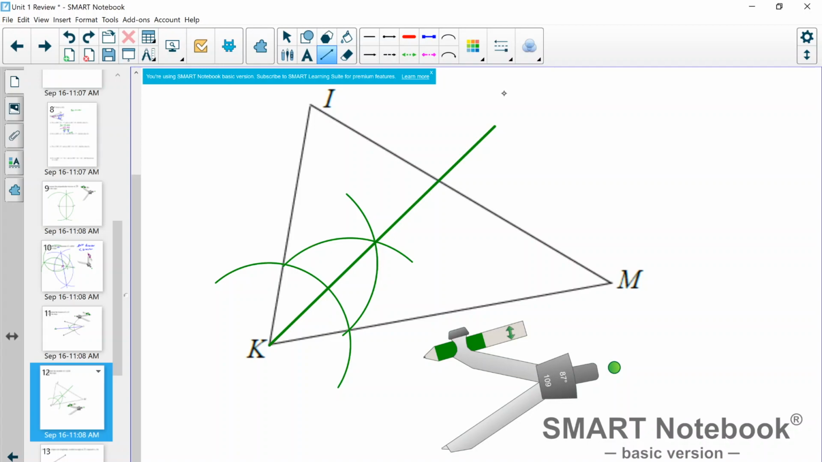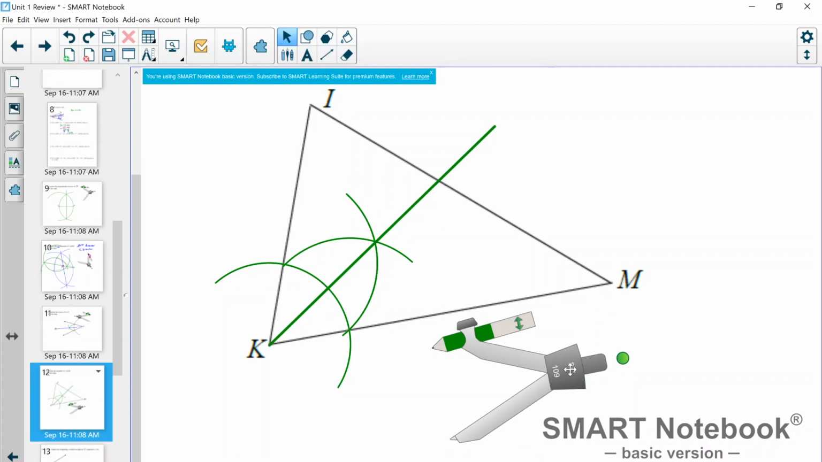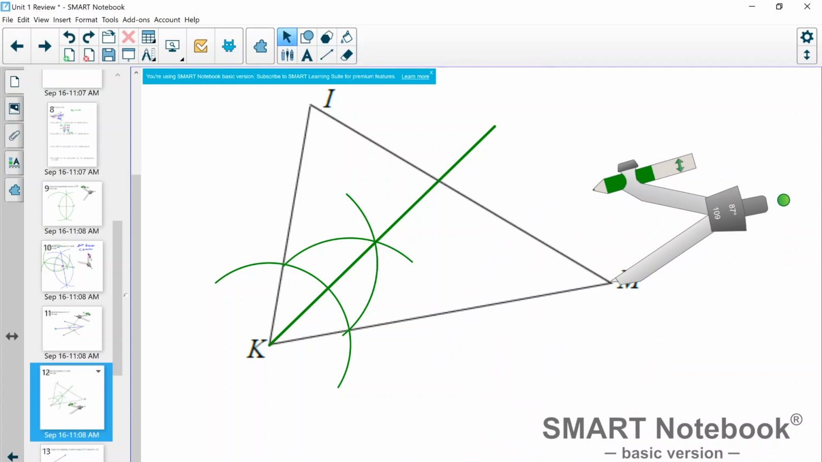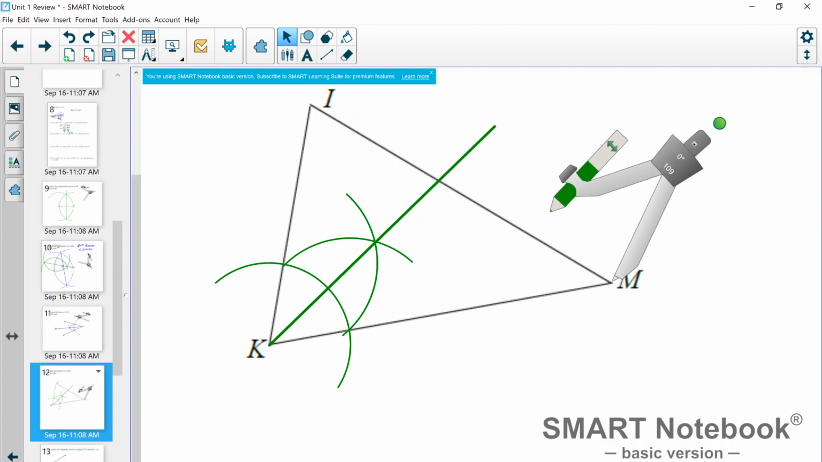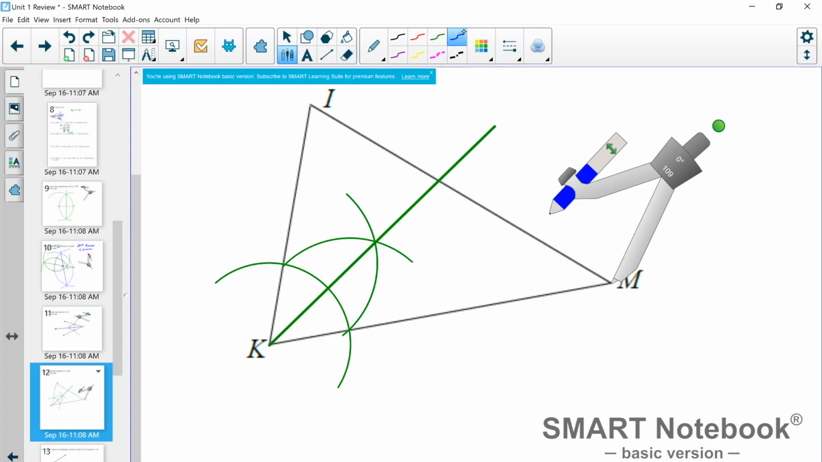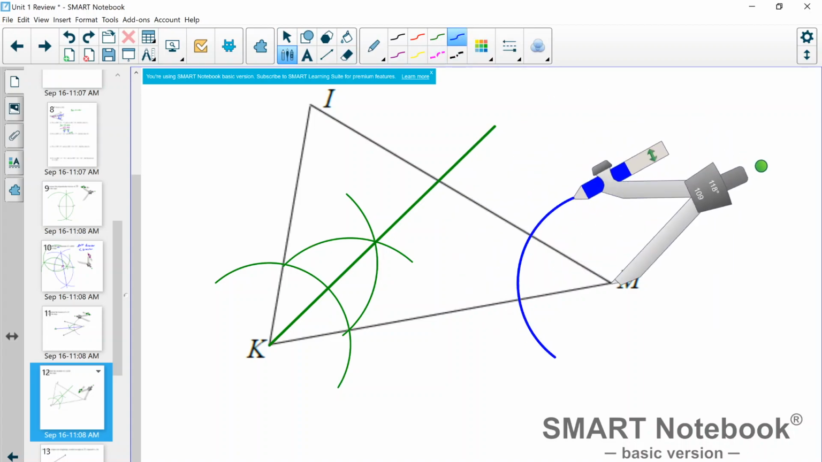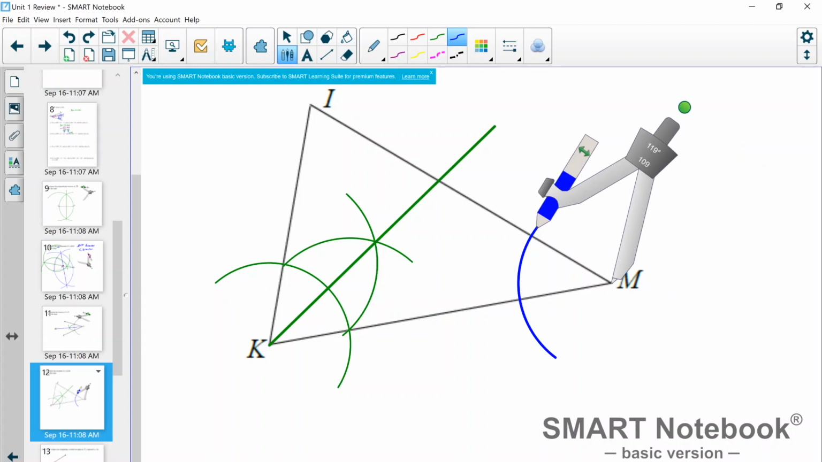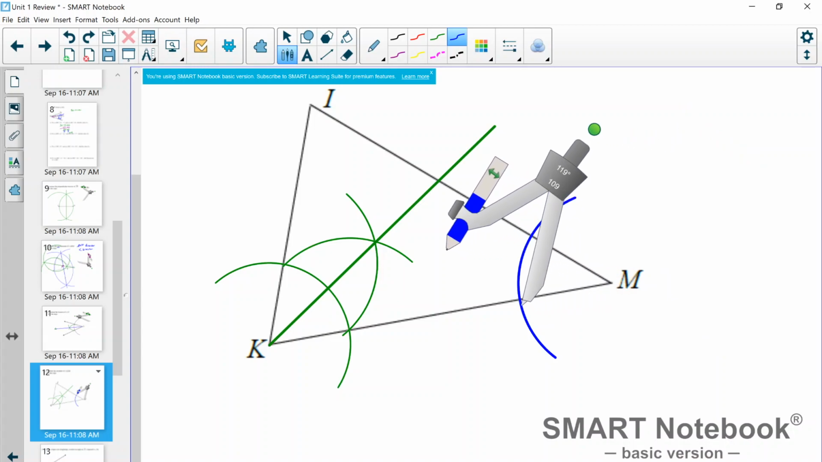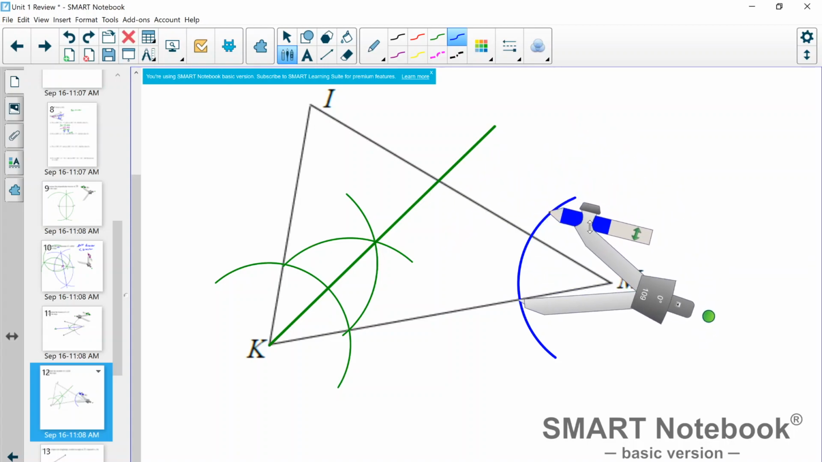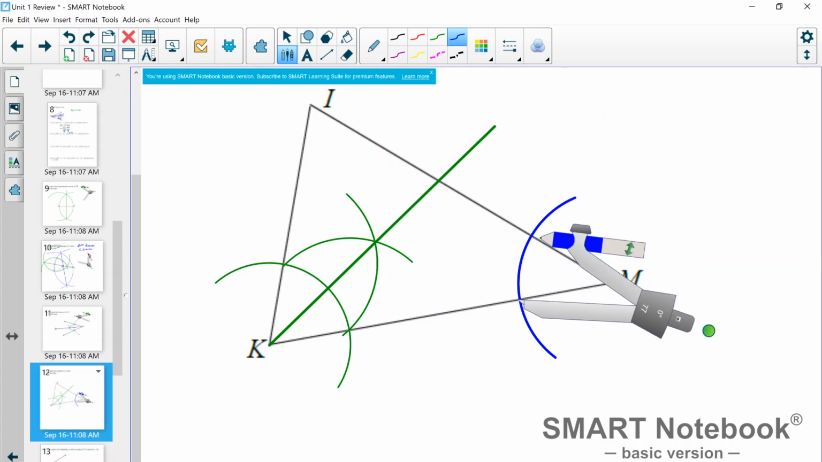Next up, I'm going to pick a different angle. I'll use M, because why not? And just like before, I am going to put the bullseye end on the vertex, in this case point M, and I'll make a swoop through. So now I have a distance measurement across the angle here from point M. So I'll put my bullseye on, in this case, the bottom part, and I'll rotate it so that my pencil is on the other side.